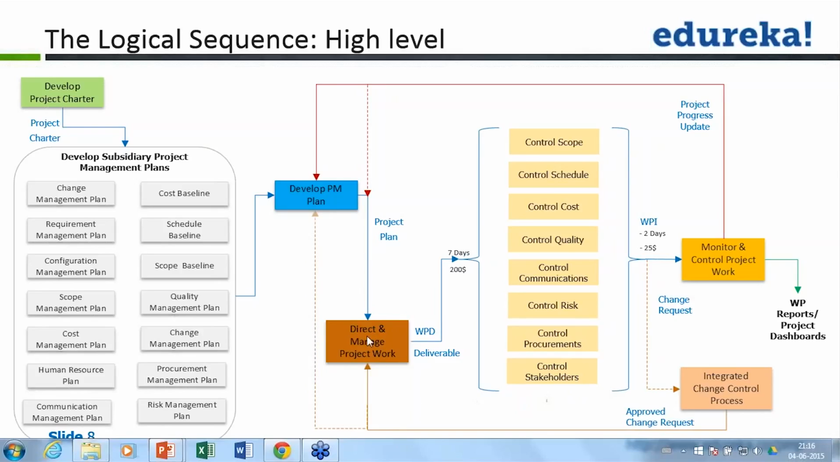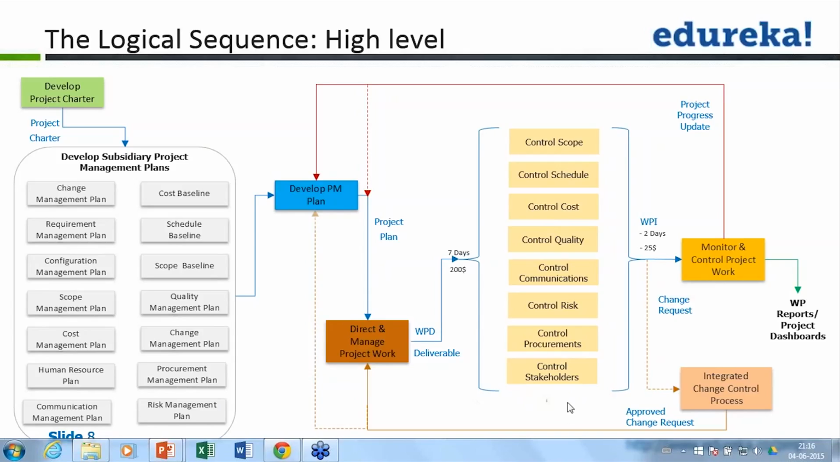That's why when you go to the process of direct and manage project work, you will see one of the inputs as approved change request. And you will also have to update your project plan. Whatever changes you have made, be it preventive or corrective, you need to update your project plan with it. So this is the output, or this is a change which can be triggered from each and every specific controlling process here.